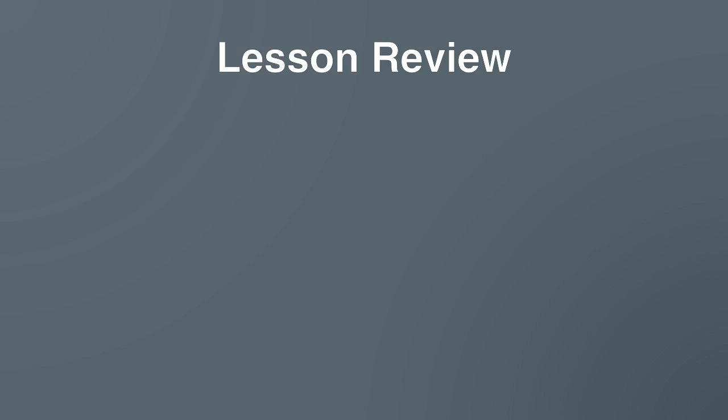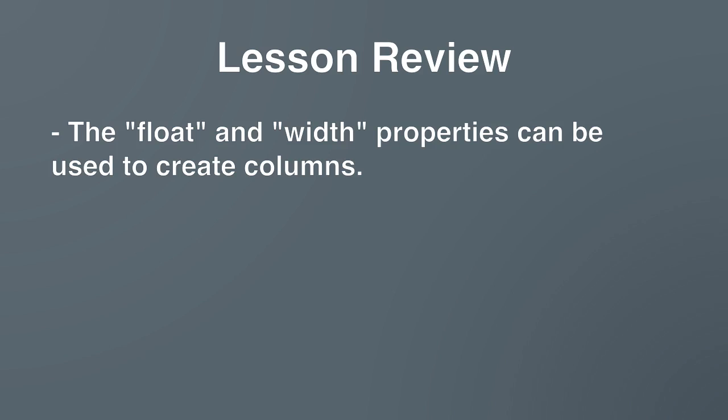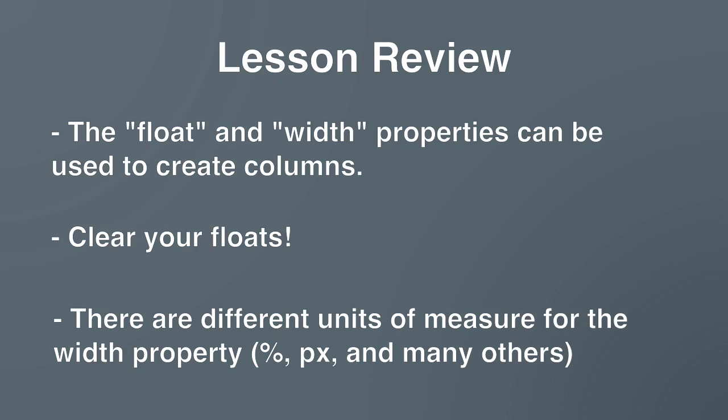Now, we've covered a lot in this lesson. Here's a very quick review. To have sections of a web page sit side by side one another, or in other words, to create columns, we add the float property to an element and we also assign it a width value. If you're using floats to create column layouts, you need to be sure to clear your floats, and we learned several different ways of doing that. And finally, we learned about different ways of managing our width values.